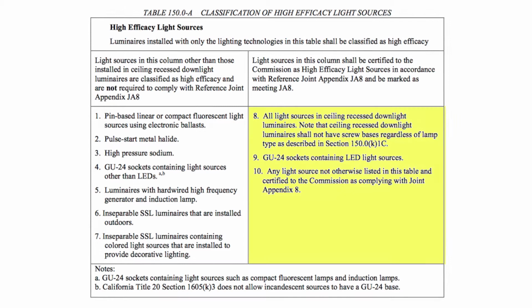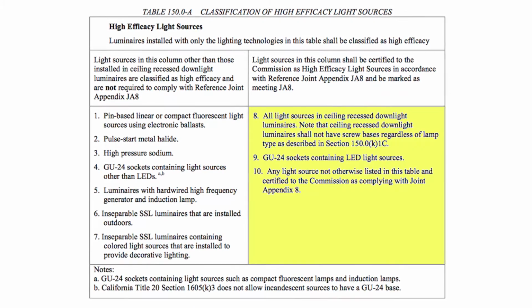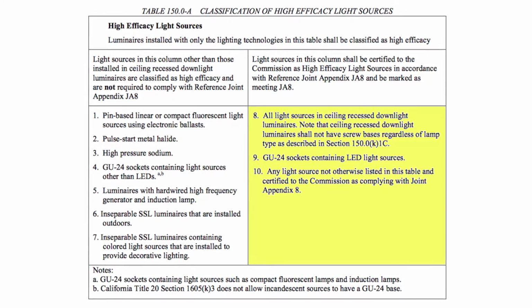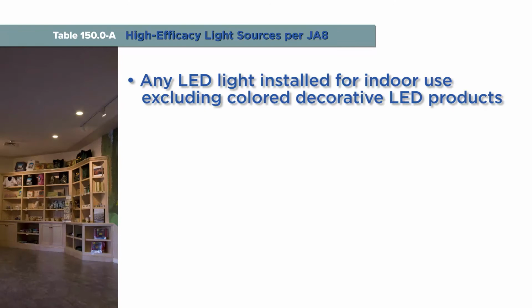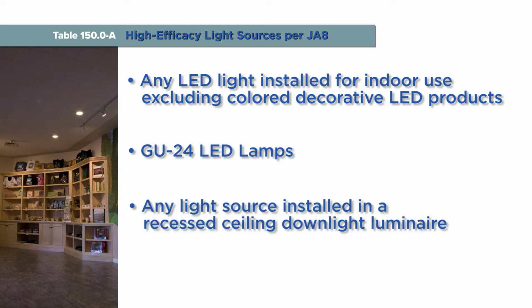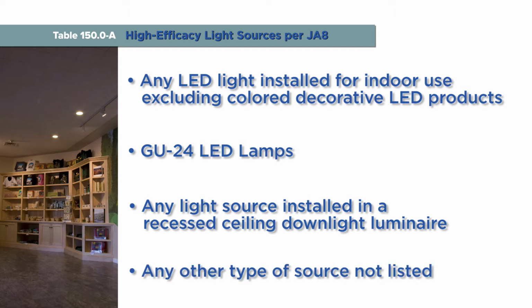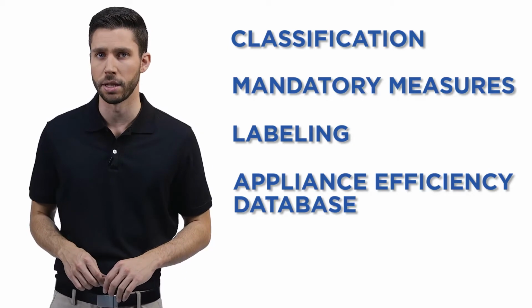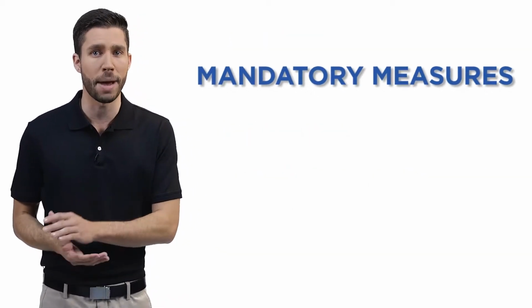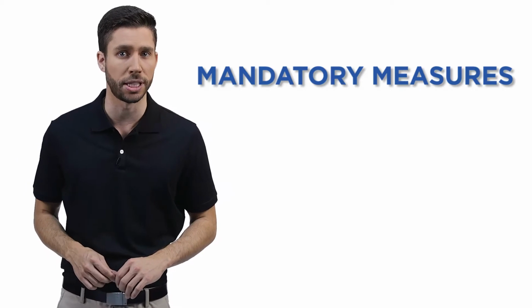The column on the right of Table 150.0-A shows light sources which must meet JA8 requirements and be certified to the Energy Commission. These are any LED light installed for indoor use, excluding colored decorative LED products, GU24 LED lamps, any light source installed in a recessed ceiling downlight luminaire, and any other type of source not listed in Table 150.0-A. Now that we have discussed how light sources are classified under the new high efficacy requirements, let's review the mandatory residential lighting measures contained in the 2016 Energy Standards.